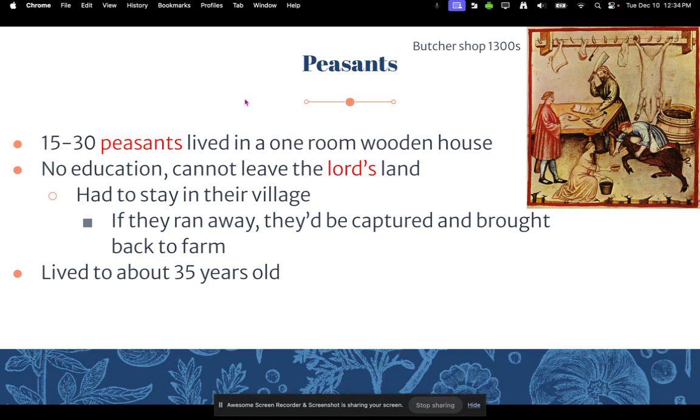They also could not leave the Lord's land. They had to stay in their village. Even if they tried to run away, they'd be captured and then brought back to the farm. And their average life expectancy was only 35 years old. Think of it. You guys watching this video right now, you'd be like halfway through your lives.